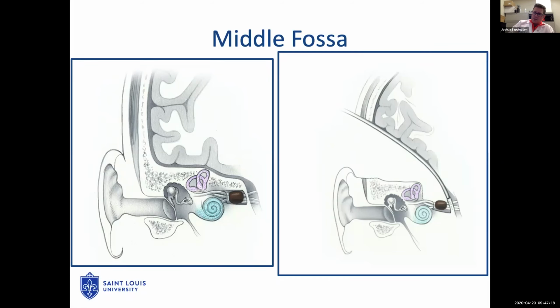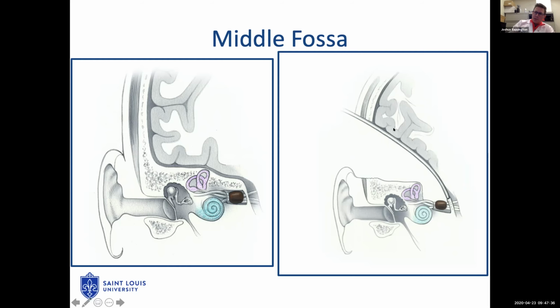I think it's interesting, at least in my practice, a lot of patients that have good hearing with small tumors want to keep an eye on them. And as long as they're willing to get their imaging initially at 6 months and then yearly after that, I think it's an absolutely reasonable thing to do.